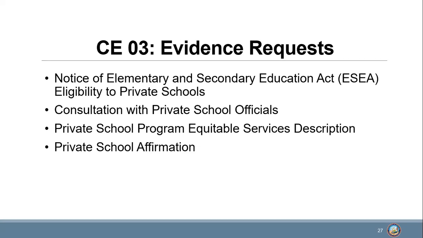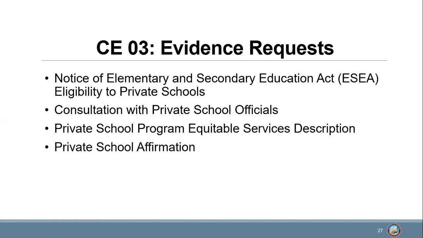In order to meet the requirements of CE3, you'll need to upload the following items into CMT. First of all, you'll need your notices of eligibility to private schools. As I mentioned earlier, this is often in the form of a letter that goes out to private schools serving eligible students who reside within the LEA's attendance area. You'll need to provide documentation for consultation with private schools. This can be anything from agendas, meeting minutes, and sign-in sheets from the consultation, along with any additional documentation.